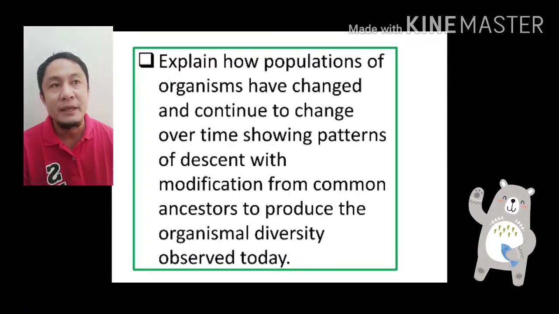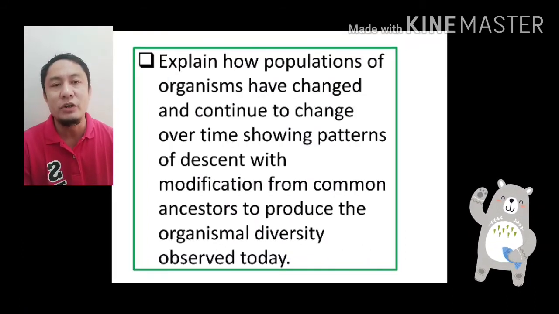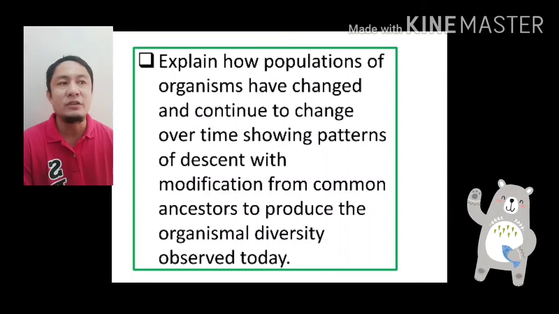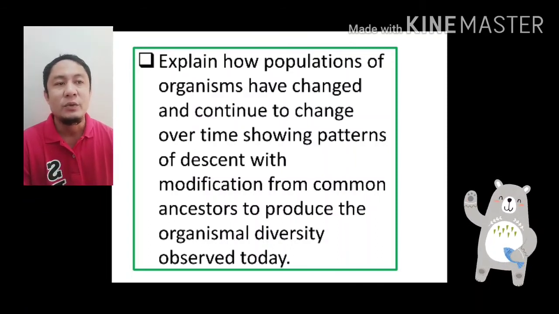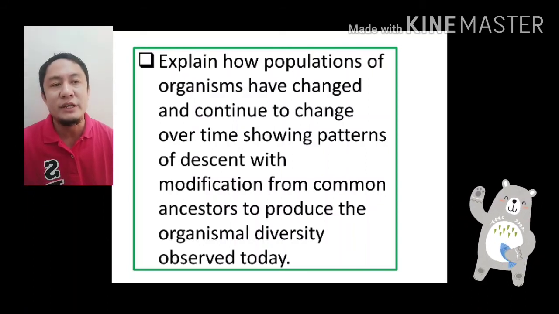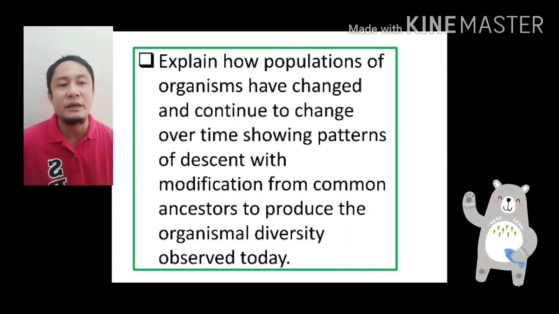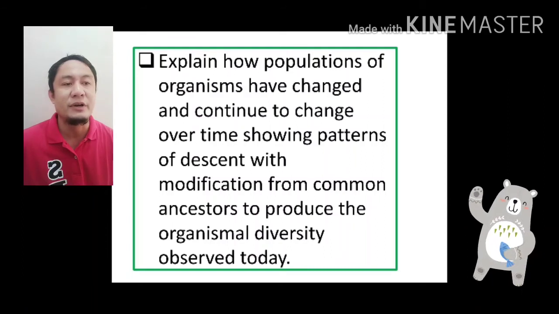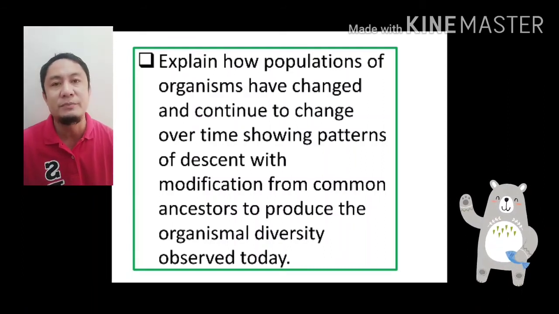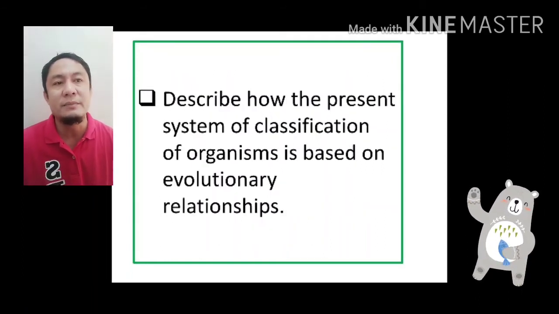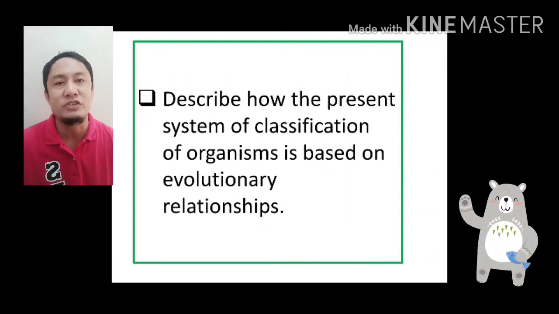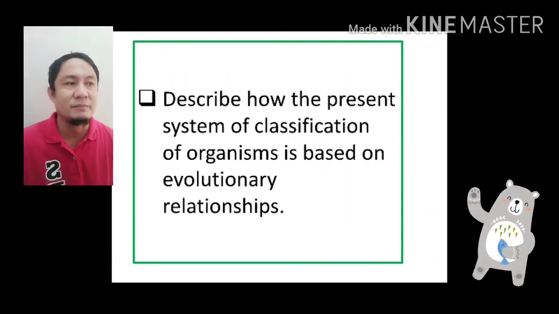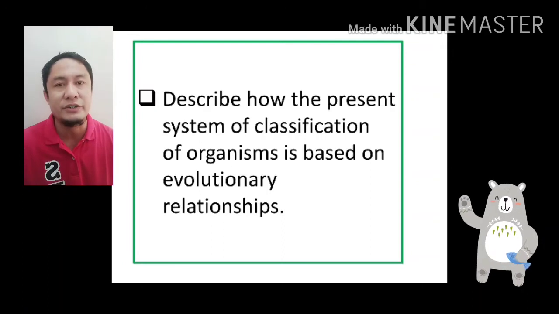survival. Explain how populations of organisms have changed and continue to change over time, showing patterns of descent with modification from common ancestors to produce the organismal diversity observed today. Then describe how the present system of classification of organisms is based on evolutionary relationships.